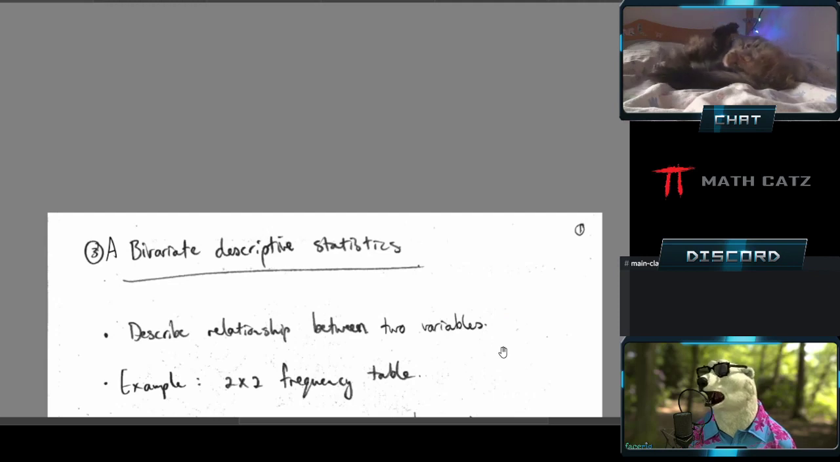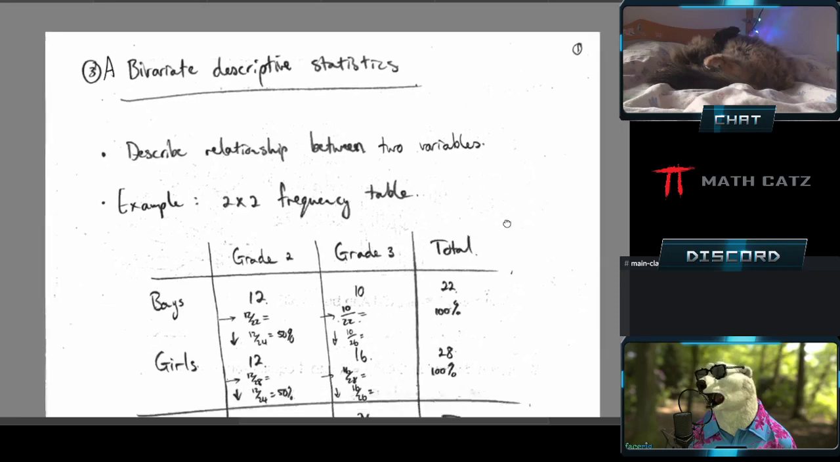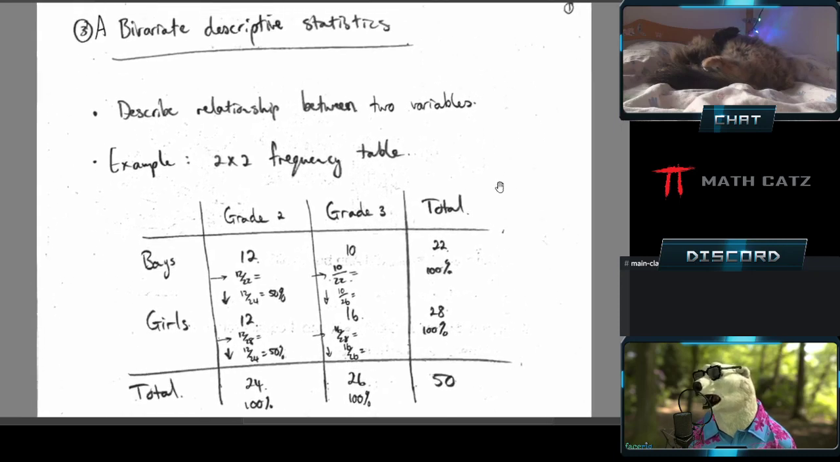But we can still have a frequency table. Let's take an example. Just a random example here. I know there's a lot of numbers immediately, and my slides aren't the best. I had to write them out. I didn't have pre-typed slides, but I think it's good enough to get the point across. Let's suppose we have two variables. One is gender for kids at a school, and the other is which grade they're in.